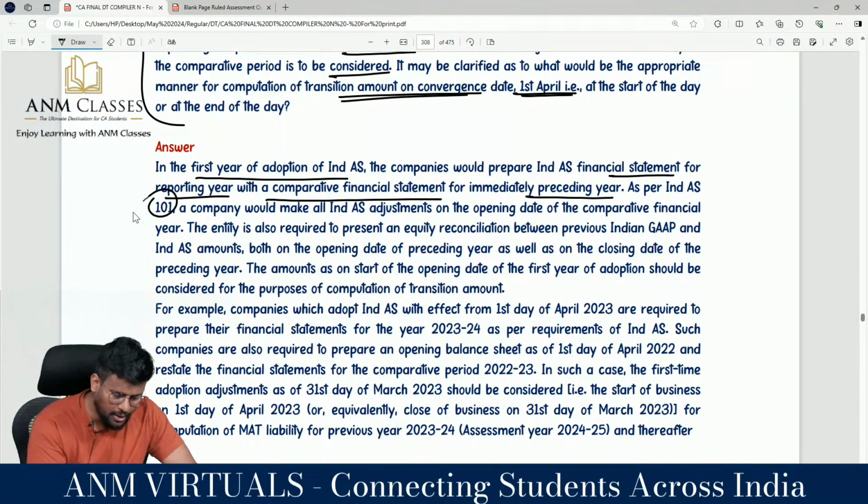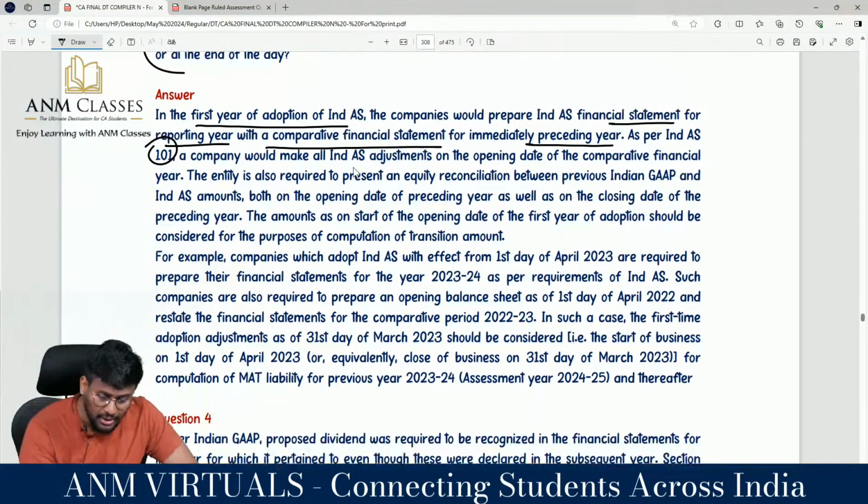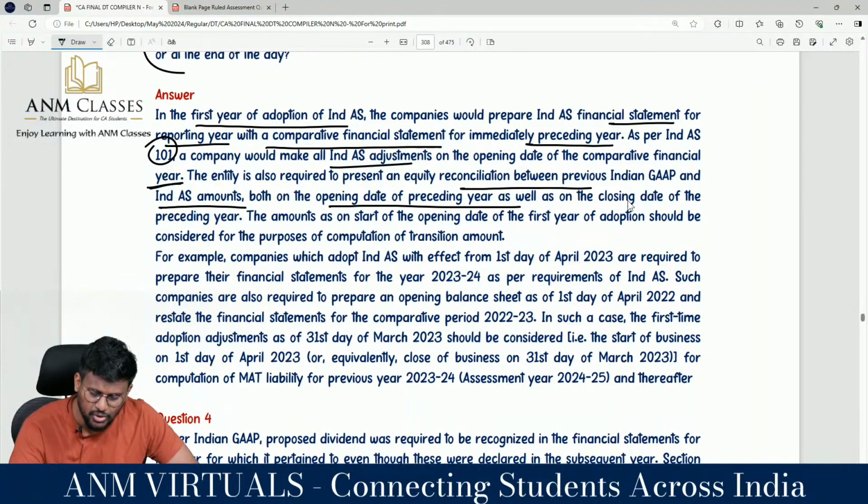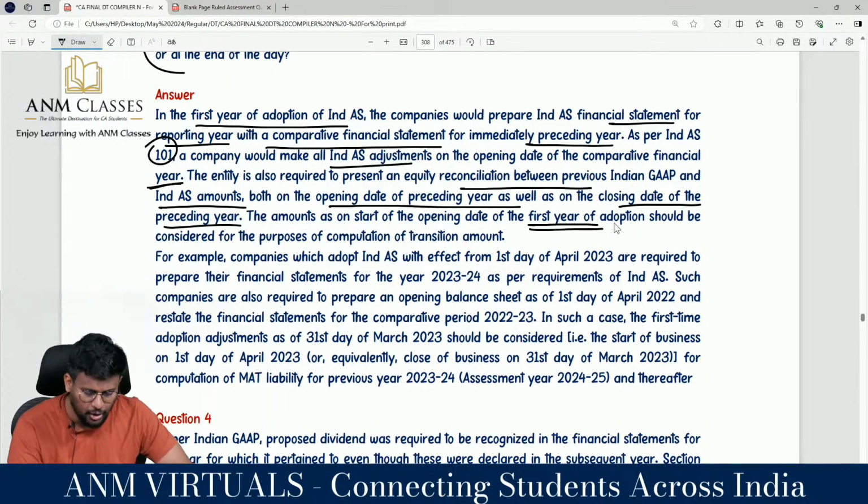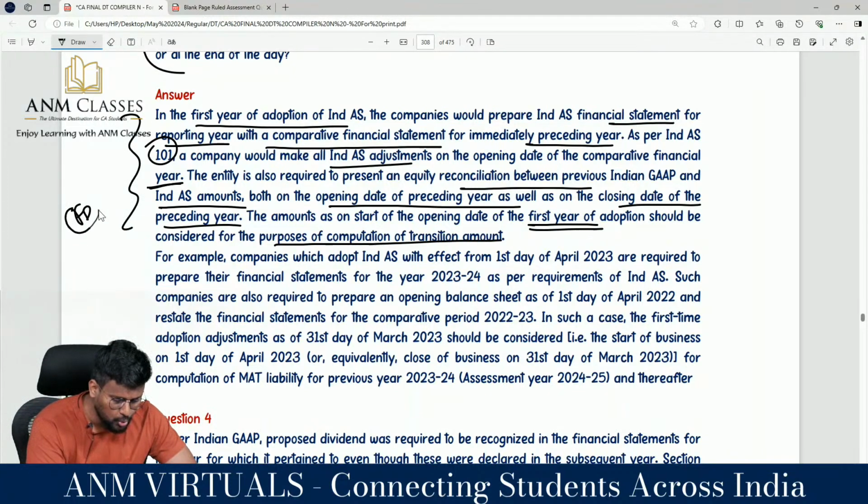As per Ind AS 101, the company would make all the Ind AS adjustments on the opening date of the comparative financial year. The entity is also required to present an equity reconciliation between the previous Indian GAAP and Ind AS amounts, both on the opening date of the previous year as well as on the closing date of the preceding year. The amount as on the start of the opening date of the first year of adoption should be considered for the purpose of computation of transition amount. For transition amount, the first day should be considered.